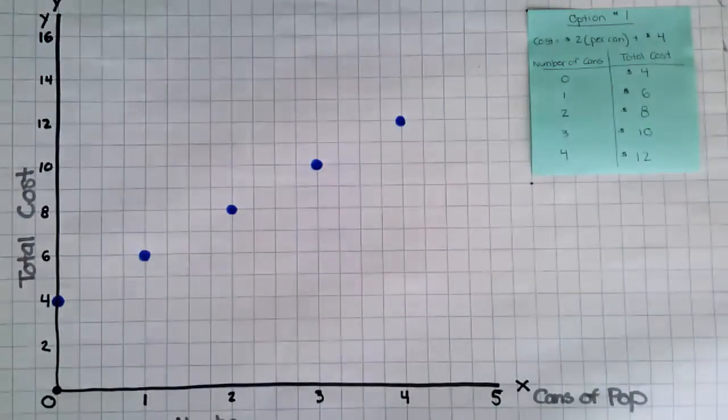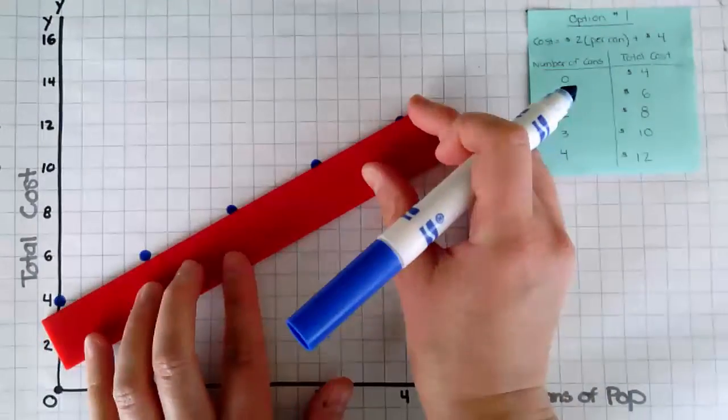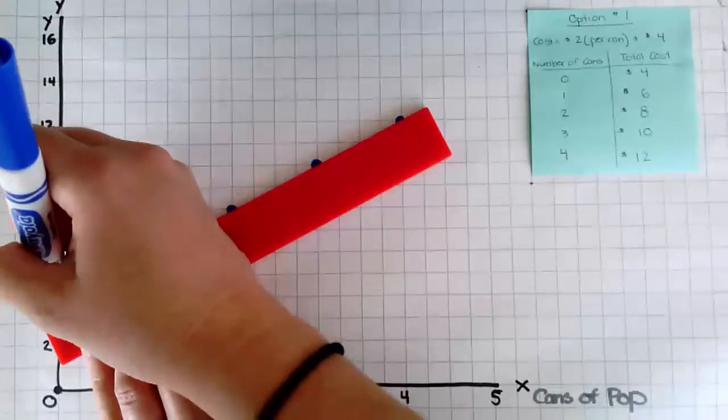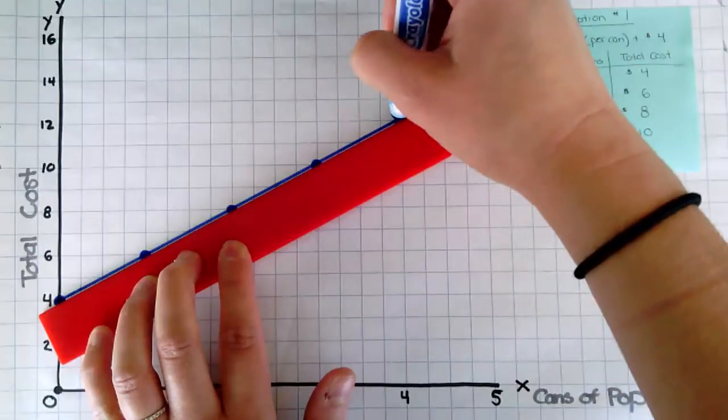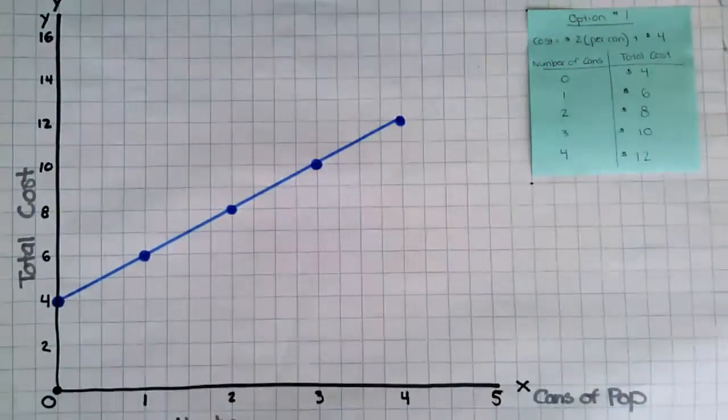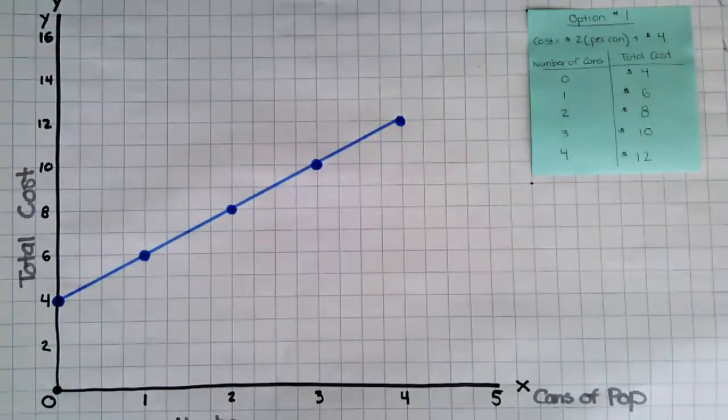And now we're going to connect all these points with a nice straight line. It's best to use a straight edge or a ruler if you can, and just connect them all together. And now, from our pop delivery situation, we've turned that into a graph. And we have a line graph that represents our equation.